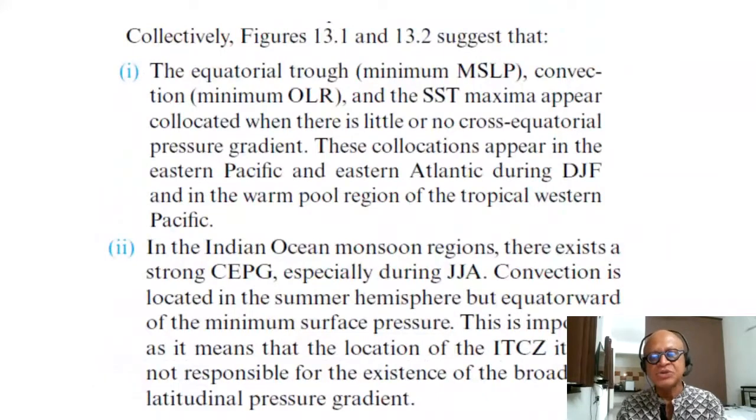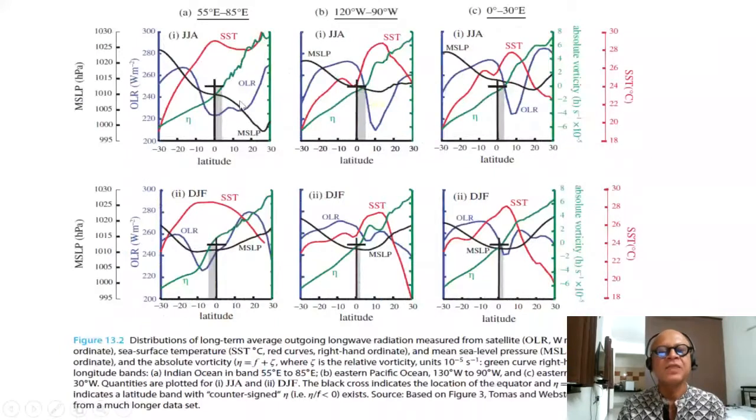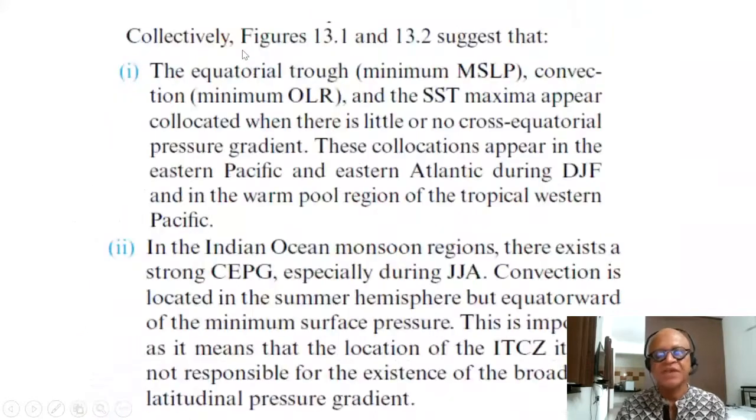In the Indian Ocean monsoon regions, there exists a strong cross-equatorial pressure gradient, especially during JJA. Convection is located in the summer hemisphere, but equatorward of the minimum surface temperature. So the maximum temperature is here, and there is convection there, but this is equatorward of this maximum convection.